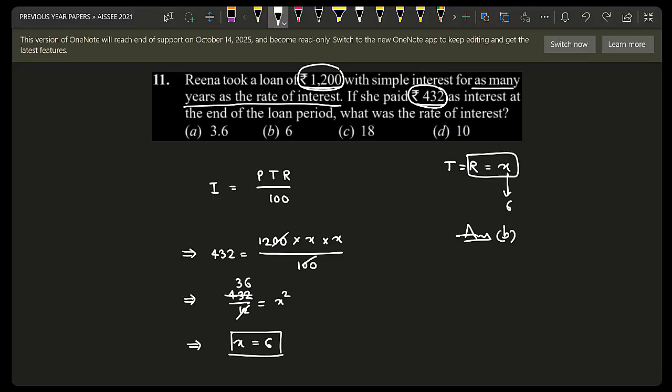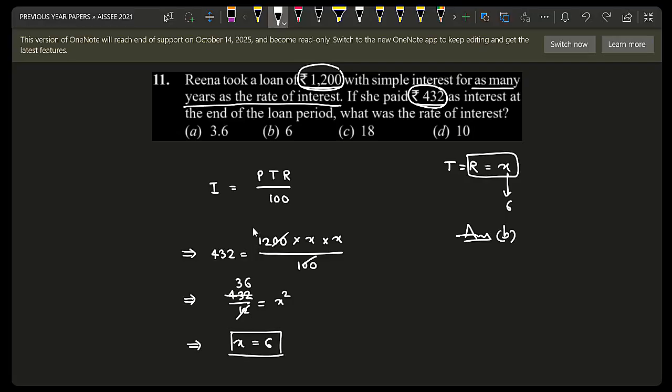Aditi? Sir, why did you cut 532 by 12? It's not 532, it is 432. 12 threes are 36. Sir, where did you get the 12? Here 12 is there, no? In 1200 only the zeros are cancelled, 12 is left. Okay, sir.